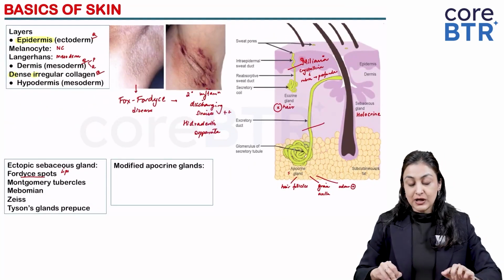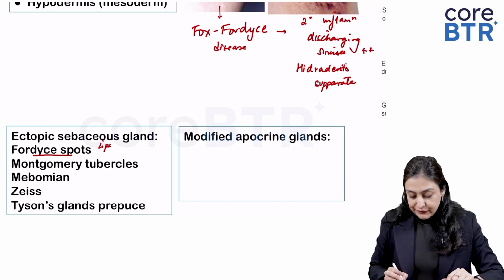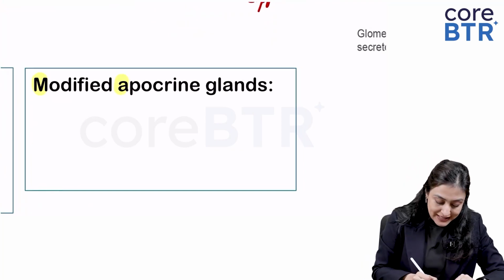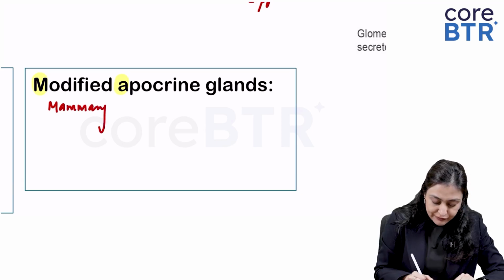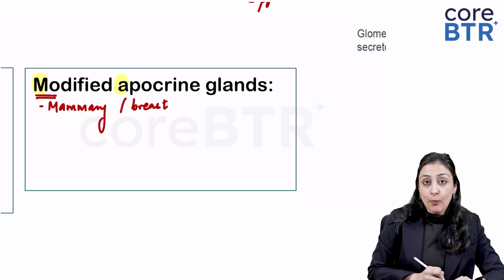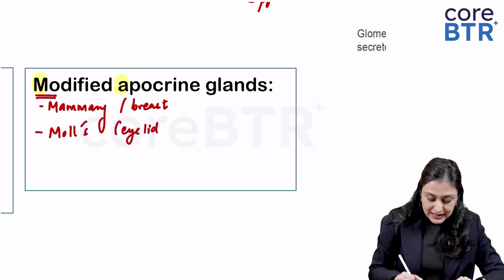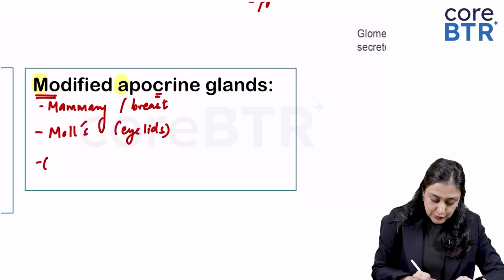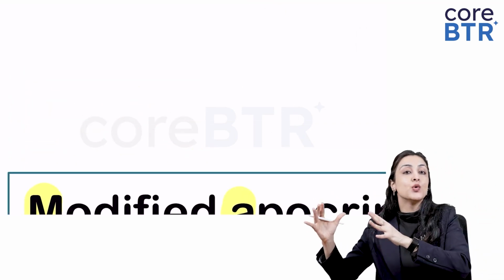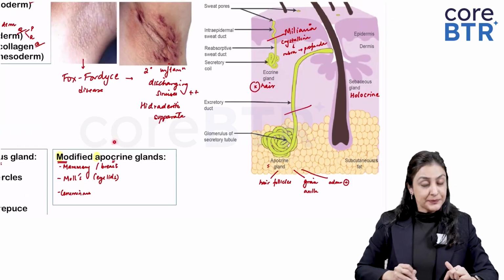So this is some anatomy on the sweat glands. What are modified apocrine glands? Everything is in the name. You have MA: MA means mammary. So breasts are modified apocrine glands, the most important information here. Then MO, modified, that is Moll's glands. Moll's glands are present in the eyelids. And then you have C for ceruminous, right? So memorize right here, right now: modified apocrine, mammary, Moll's, ceruminous. This is what we need to remember.